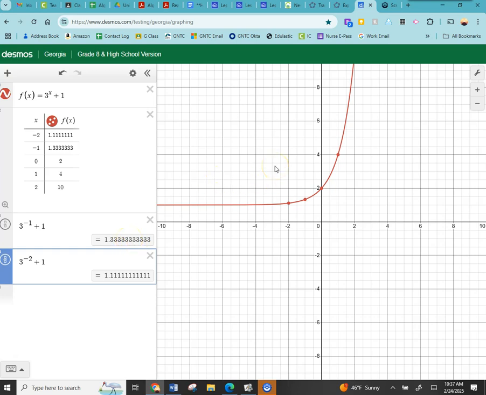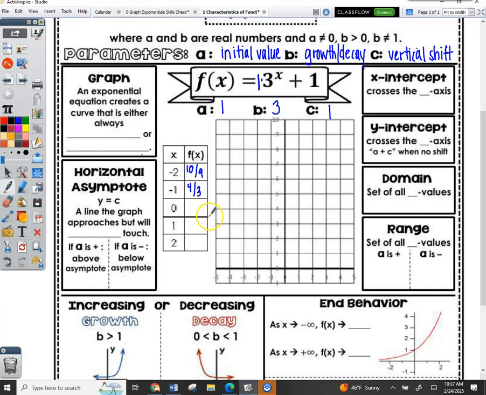Now the good news is on the EOC, you won't be graphing it by hand. I don't know if they have like a widget where you just type it in or if you have to plot the points. But we're going to put ours on here. We got 0, 2, 4, and 10.